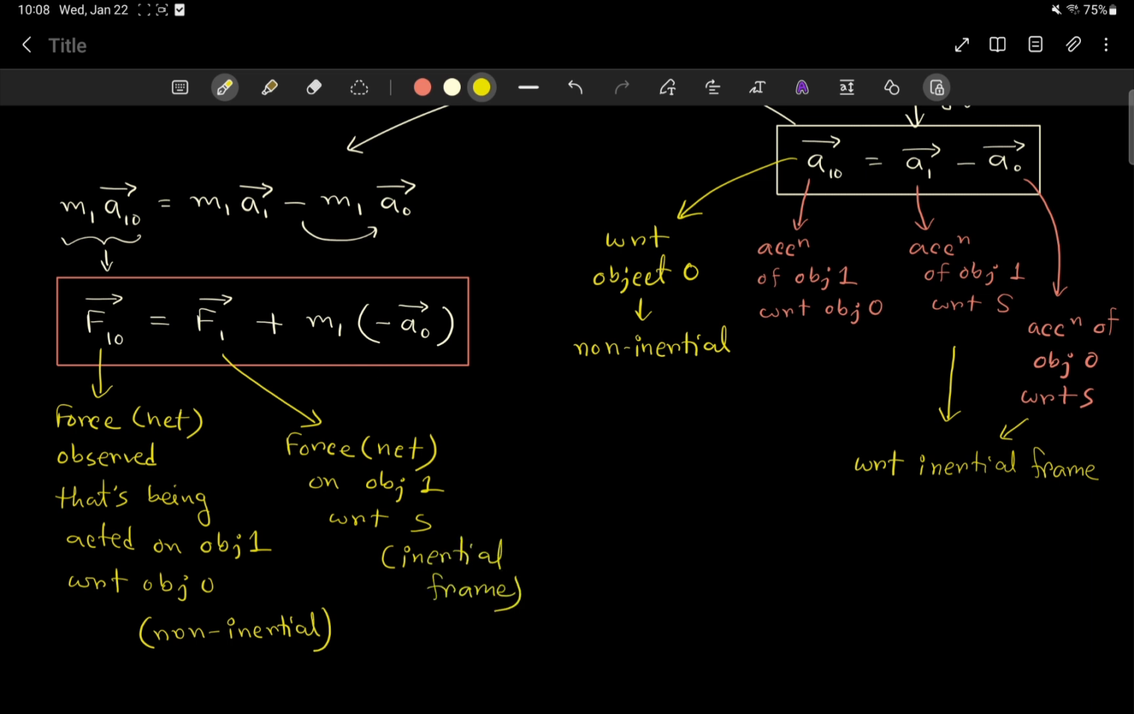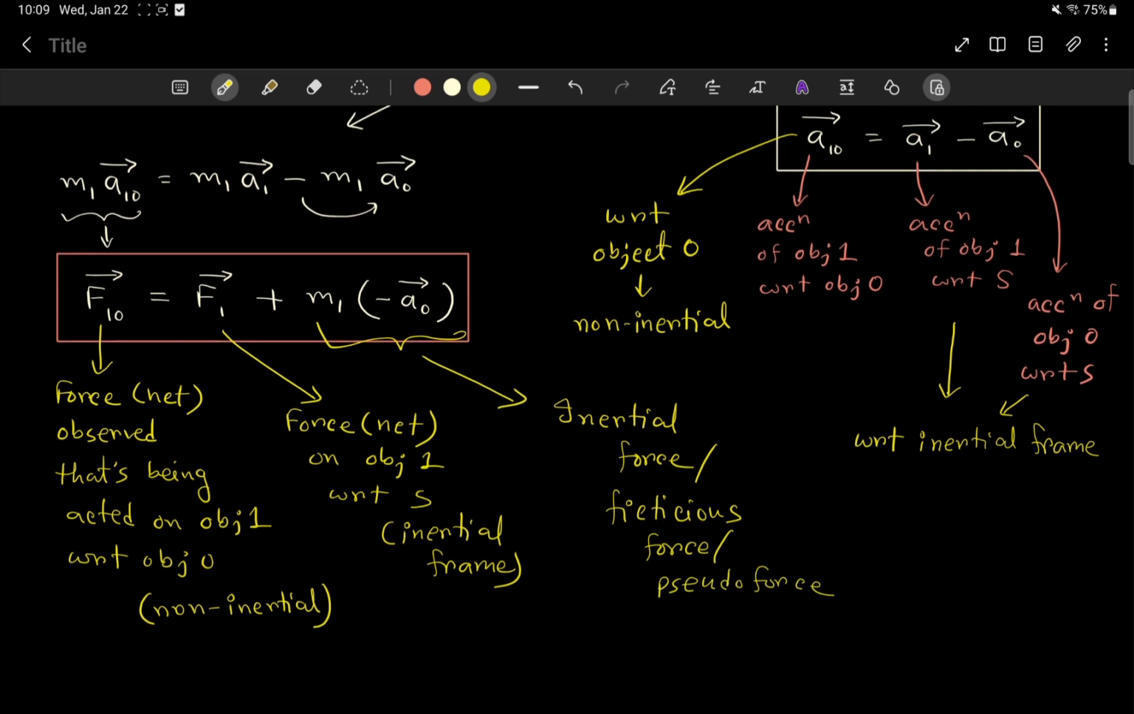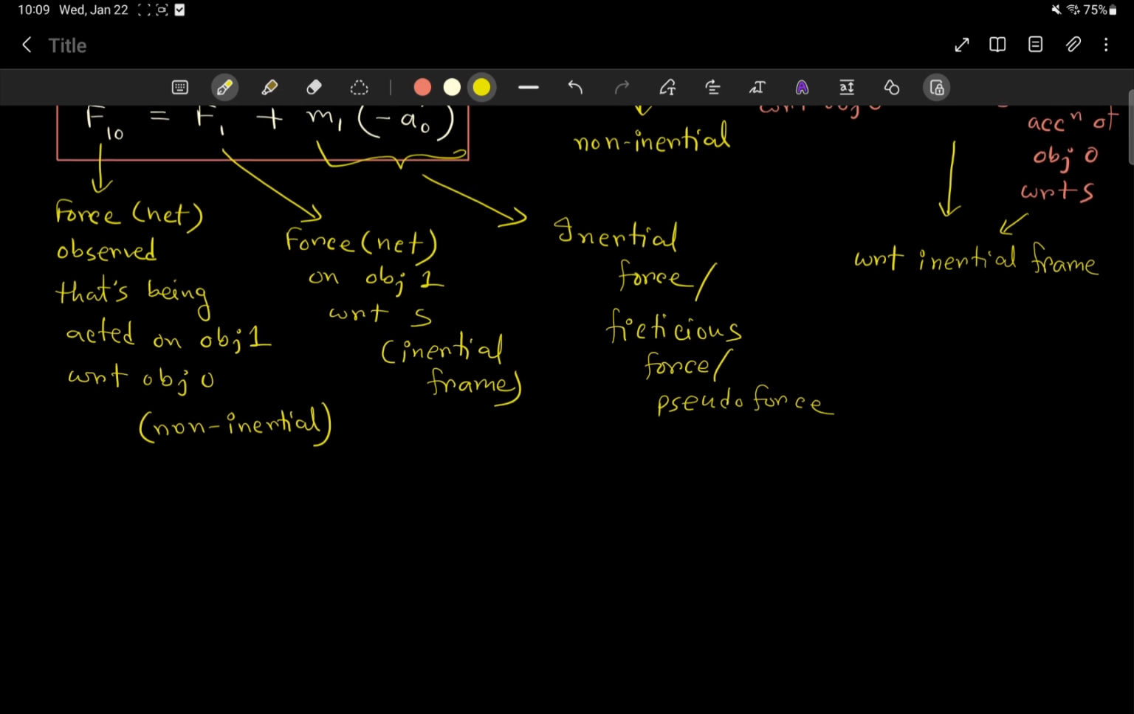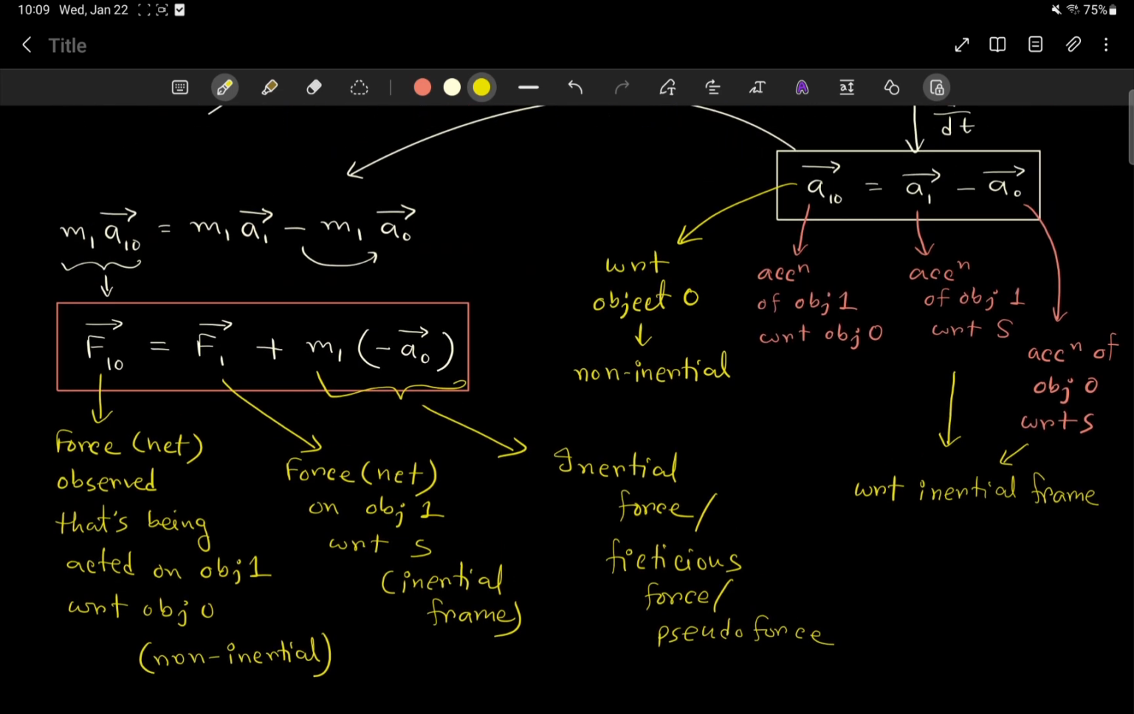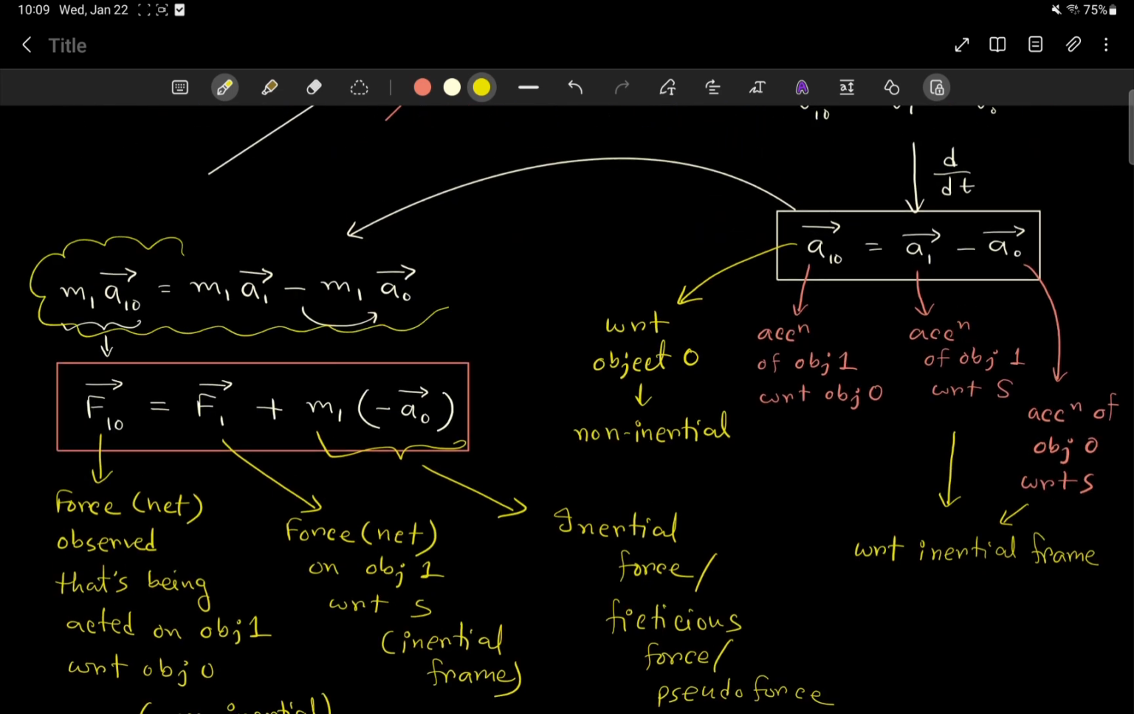So this last one is the extra term, and we call this the inertial force, also called fictitious force, also called pseudo force. As we have gotten this far, what can we really do? We can use this. It is actually the same equation as the second law, but it has a correction term. This is the correction term which is needed when you are in a non-inertial frame.